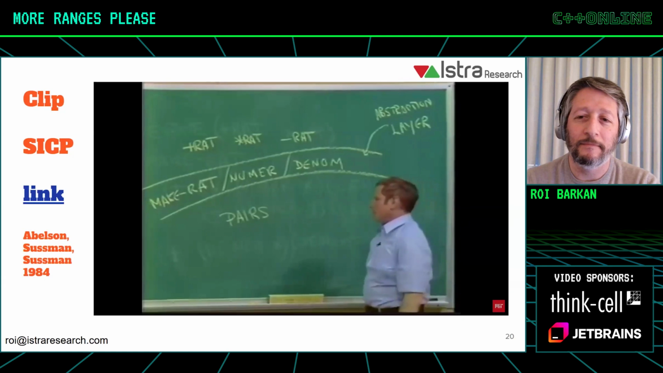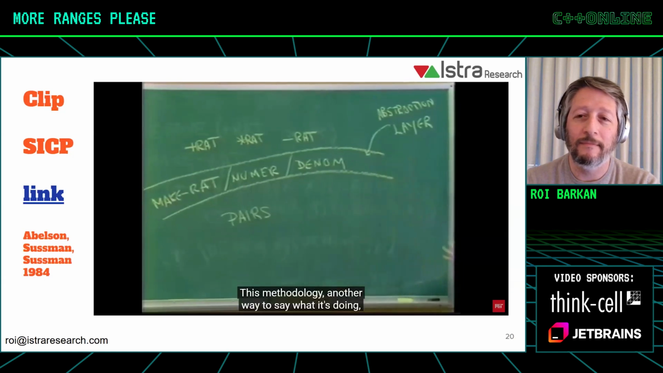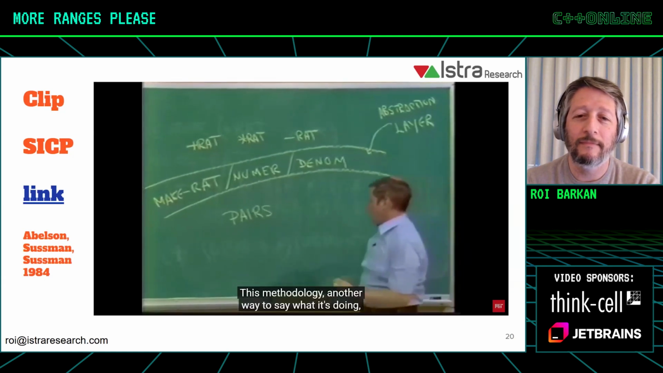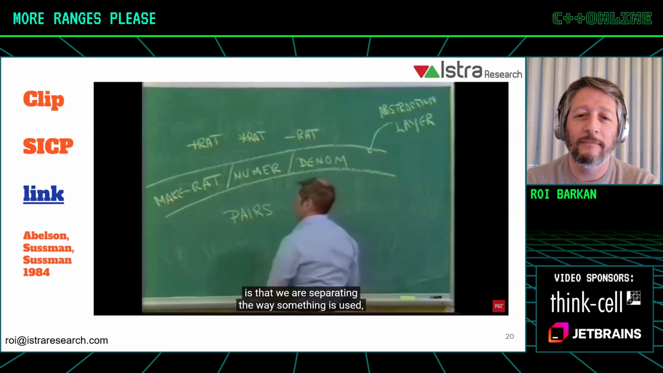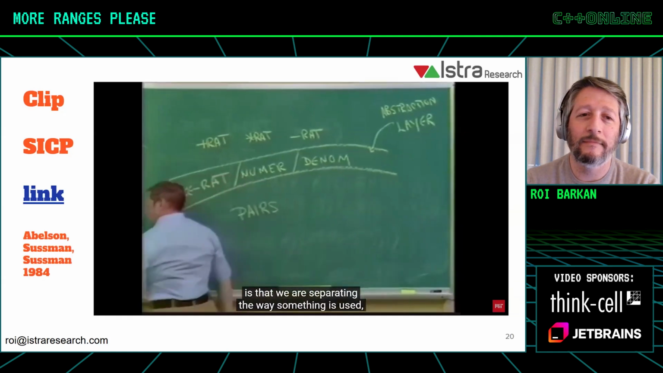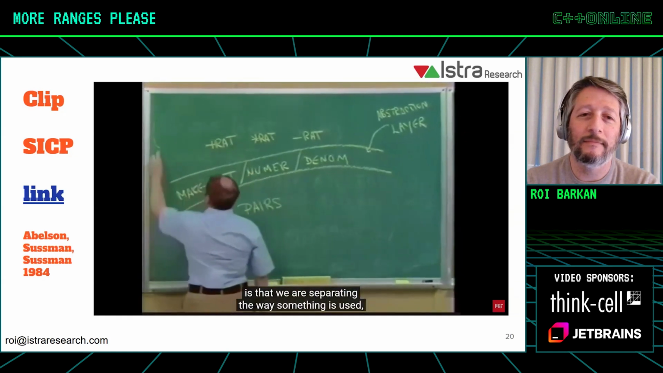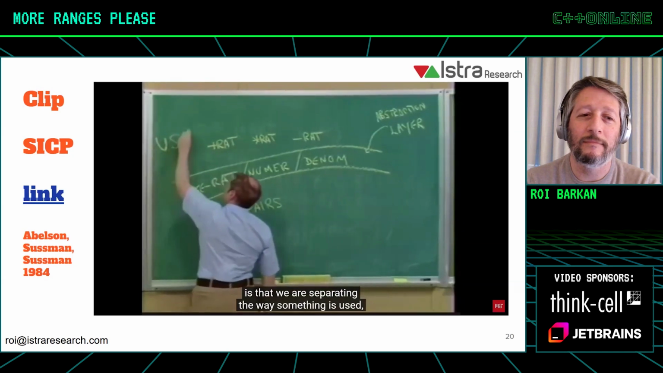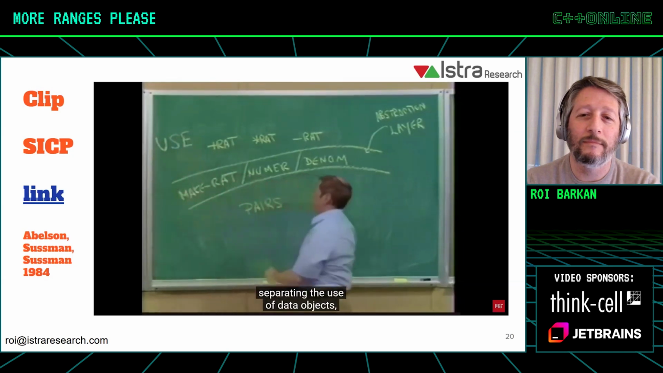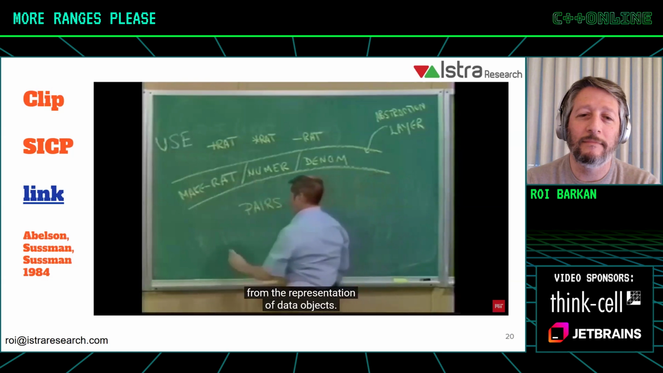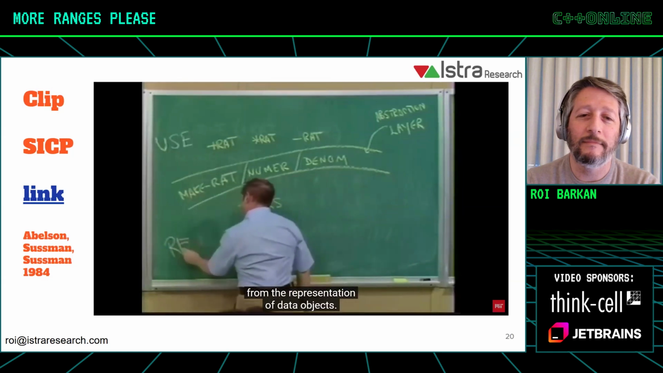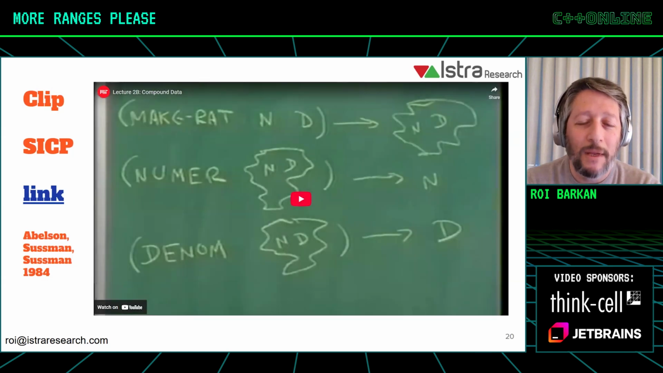Okay. This methodology, another way to say what it's doing is that we are separating the way something is used, separating the use of data objects from the representation of data objects. So we're separating the use of a data object from its representation. I think many of you have heard these types of things before. We're talking about libraries, we're talking about object-oriented programming, etc.